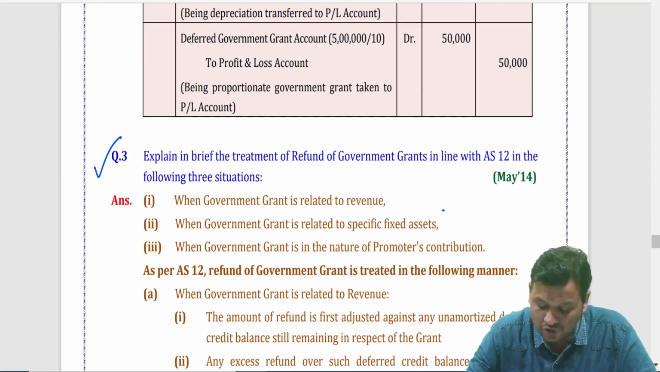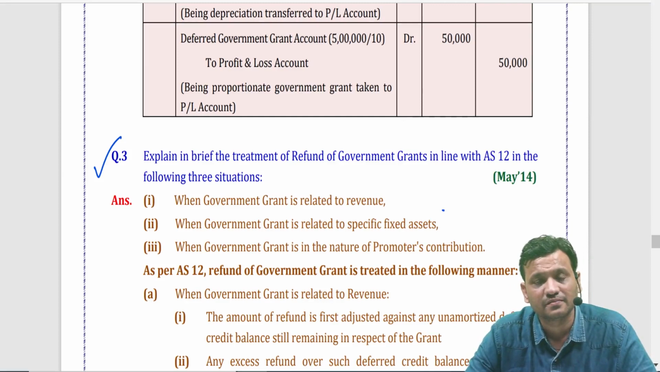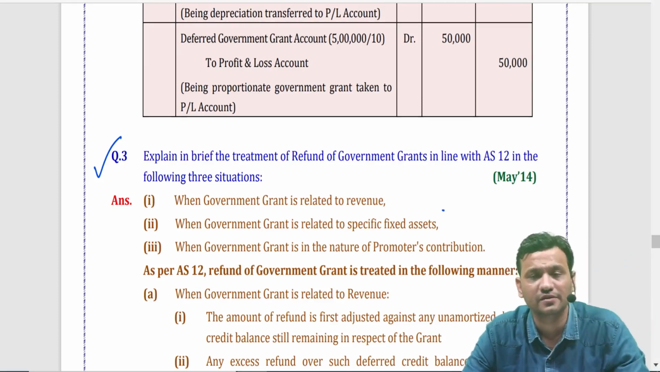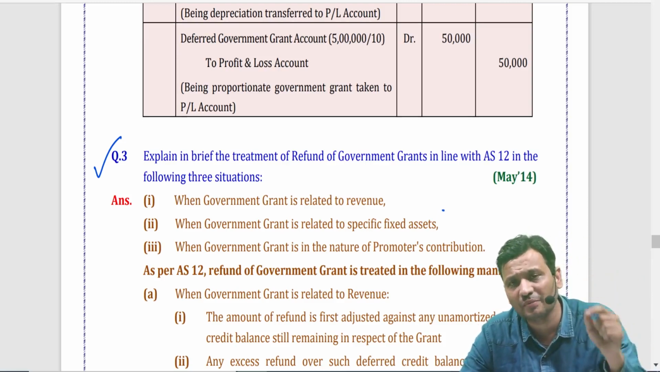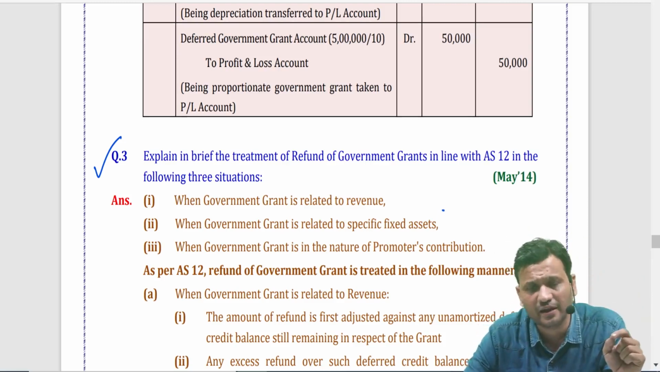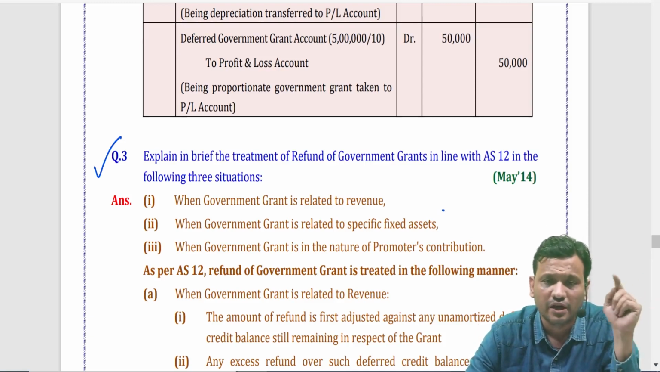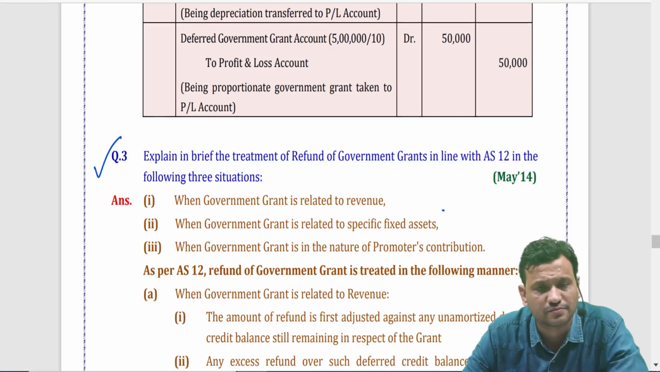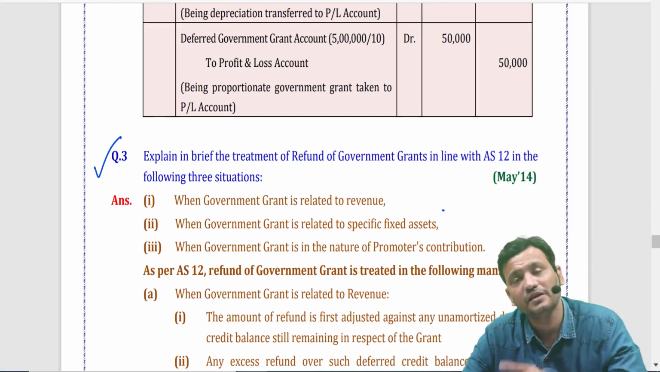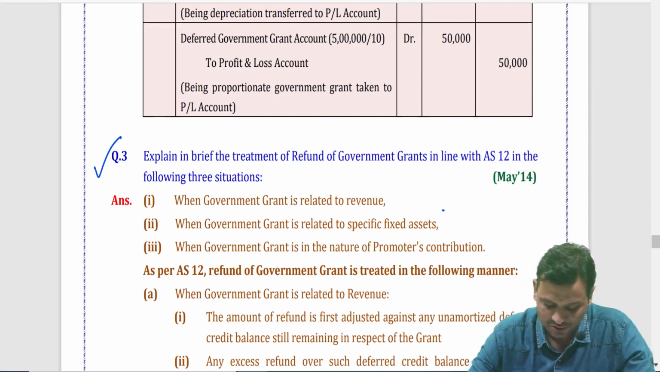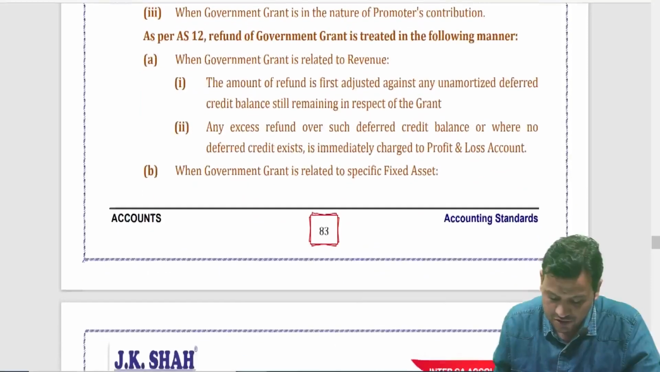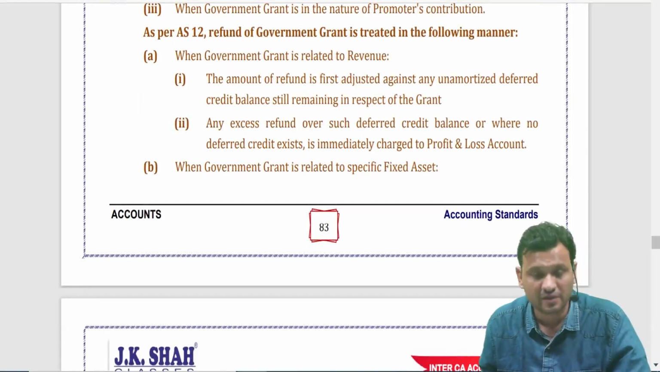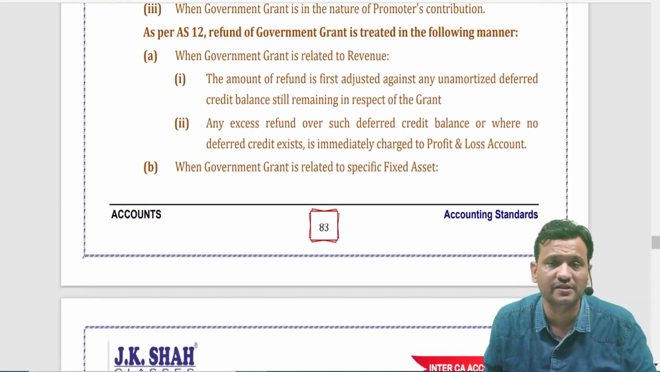If the grant relates to a specific fixed asset, I had reduced it from the cost of the asset, so add it back to the cost of the asset. If I have treated it as deferred grant, then debit deferred grant to the extent of available balance, balancing figure to P&L, and credit to bank. If the grant relates to promoter contribution, then what? Debit capital reserve. So these are the 3 situations, my dear. You just have the solutions. You may just have a glance over the language which is to be used while writing these answers.